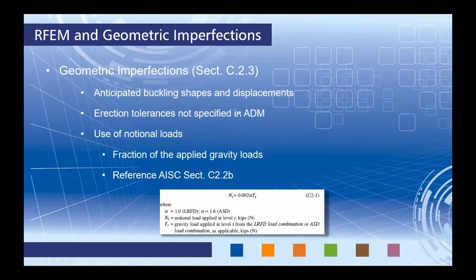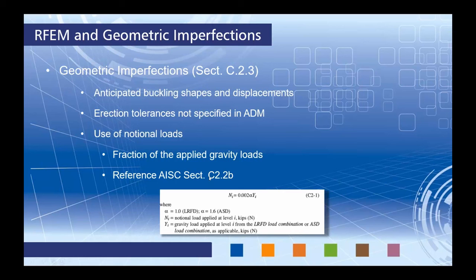Now, to move on to geometric imperfections, this comes from section C.2.3. Geometric imperfections are there to anticipate buckling shapes and displacements of our structure. Now, erection tolerances are not specified in the ADM, and it's really up to you as the designer to determine what those erection tolerances should be. But the ADM goes on to explain that you can use notional loads to account for these geometric imperfections, and how you do this is with a fraction of the applied gravity loads. Now, it's not too clear here on how to do that, but I think it can be said that we can refer back to the AISC for these notional load applications.